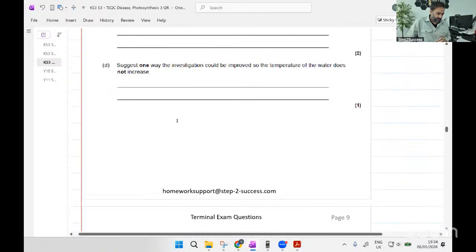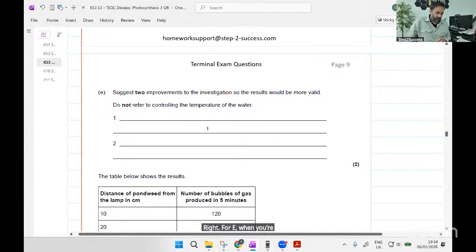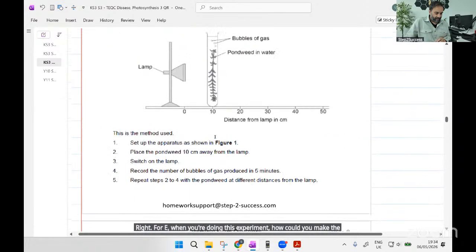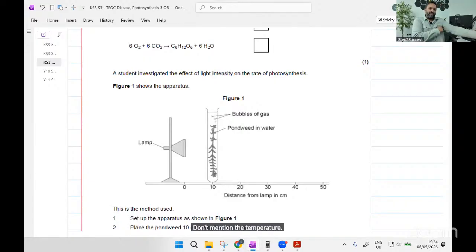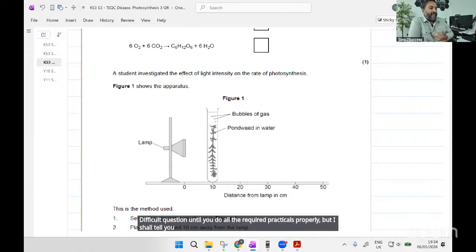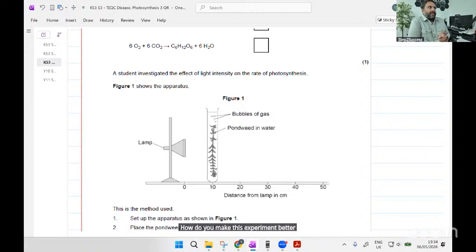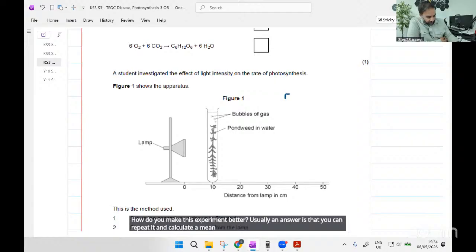4E: when you're doing this experiment, how could you make the results more valid? Don't mention the temperature. It's a difficult question until you do all the required practicals properly. But pretty much any question that says how do you make this experiment better, usually the answer is that you can repeat it and calculate a mean. So rather than just do it once at this distance and count the bubbles once, why not do it 3 or 4 times and calculate a mean?